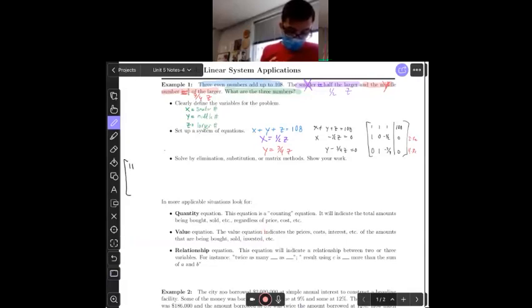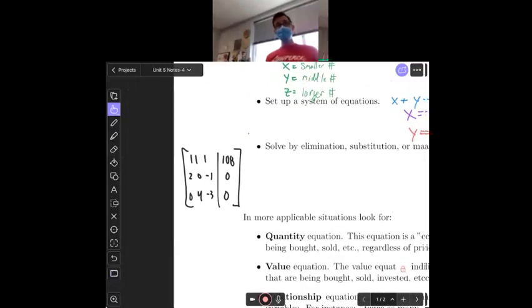So 2 times 1, 2 times 0, 2 times negative 1/2, we get negative 1, 2 times 0, and 108 doubled. 4 times 0, 4 times 1, 4 times negative 3/4, so we get negative 3, and 4 times 0. So here's our new matrix, our equivalent matrix, just no fractions.